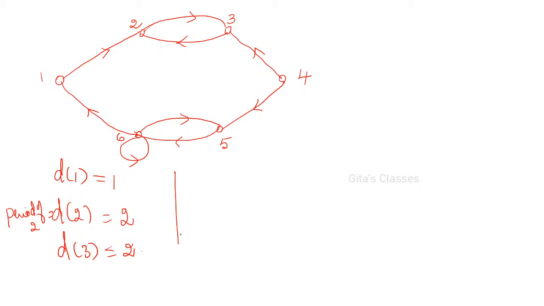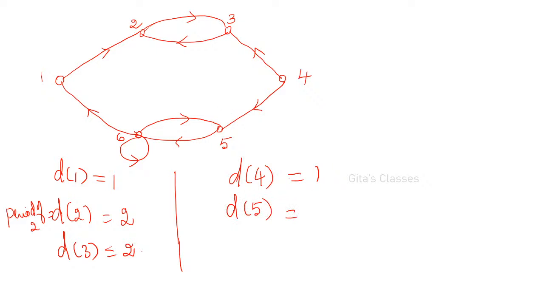What about the period of 4? When you go out of 4, is there any possibility to come back to 4? No, it is not possible. Therefore, it is 1. What about d(5)?